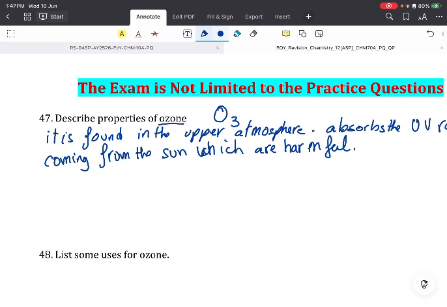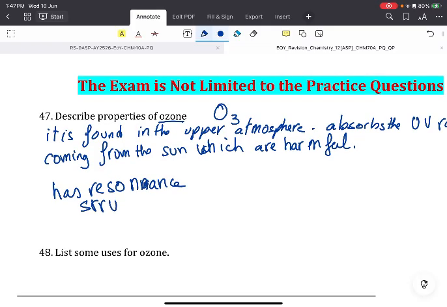Oxygen is very important for life on Earth because it protects us from UV light, because UV light can kill almost everything. It damages the tissues, it's not good for the plants, so it's very important for the ozone to be in our upper atmosphere layer. Now, it has resonance structures. What do I mean by resonance?